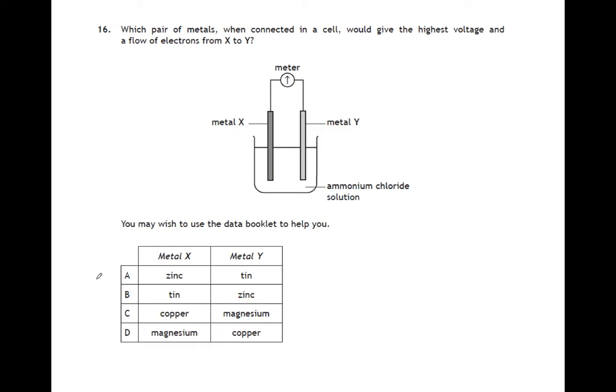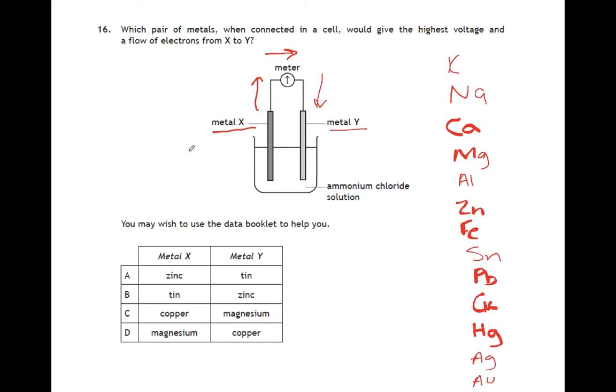Another question. Which pair of metals, when connected in a cell, would give the highest voltage and flow the electrons from X to Y? So it's the same style of question as last time. In an exam or any kind of assessment, you are going to have your data booklet which has your electrochemical series included. That means that this is going to be the high metal and this is going to be the low metal.